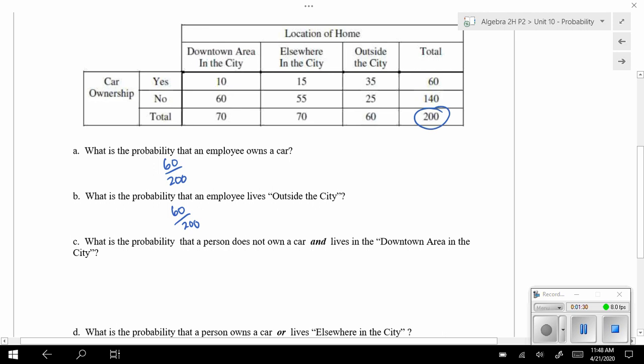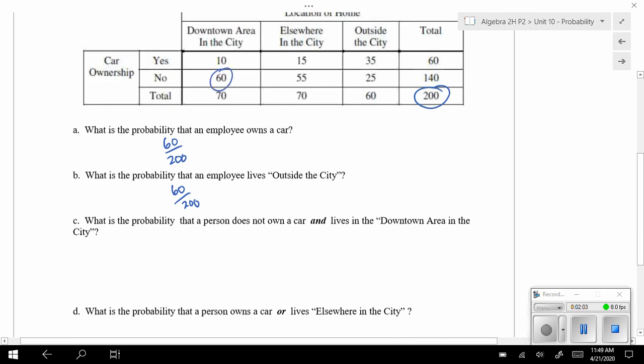Okay, so letter C here, what is the probability that a person does not own a car and lives in the downtown area in the city? So this is what we call a joint probability, the probability of two things occurring at the same time. So that information comes from this portion of the table. So the probability that they do not own a car, so that's this row, and downtown area in the city is this column. And so the overlapped region is that number, which again, coincidentally is 60 out of 200.